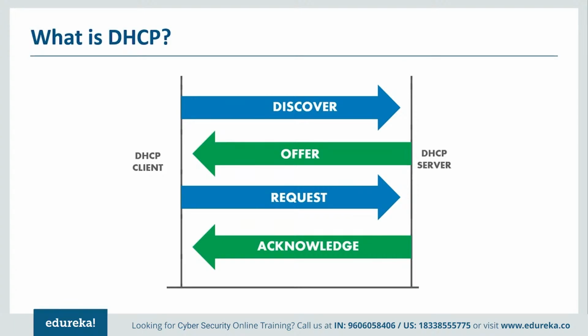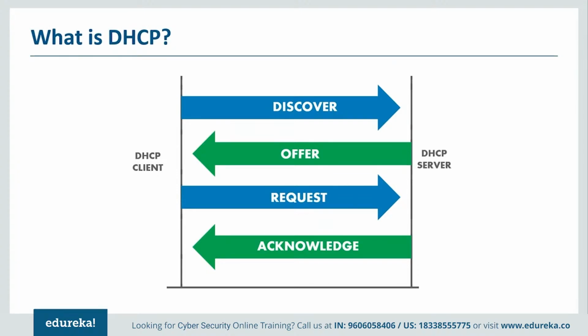Clients configured with DHCP broadcast a request to the DHCP server, requesting network configuration information for the local network to which they're attached. A client typically broadcasts a query for this information immediately after booting up. The DHCP server responds to the client request by providing IP configuration information previously specified by a network administrator.